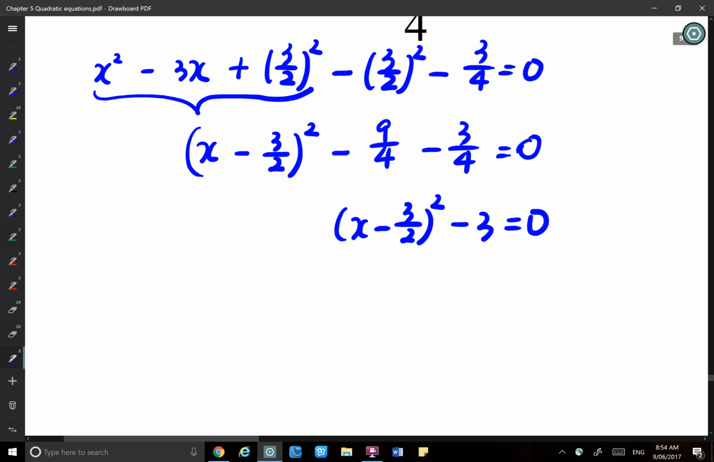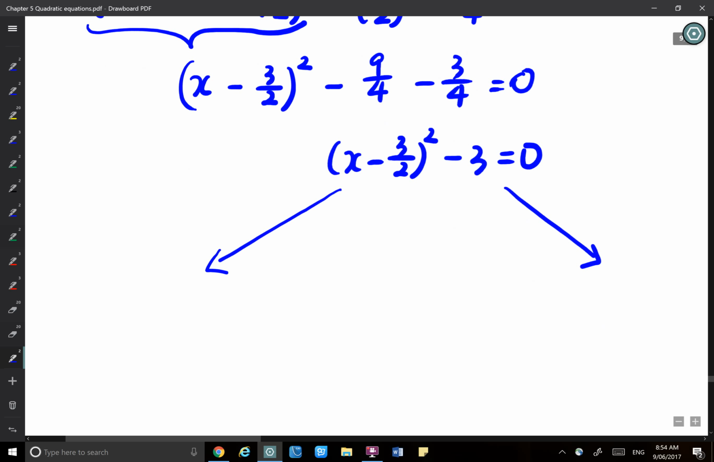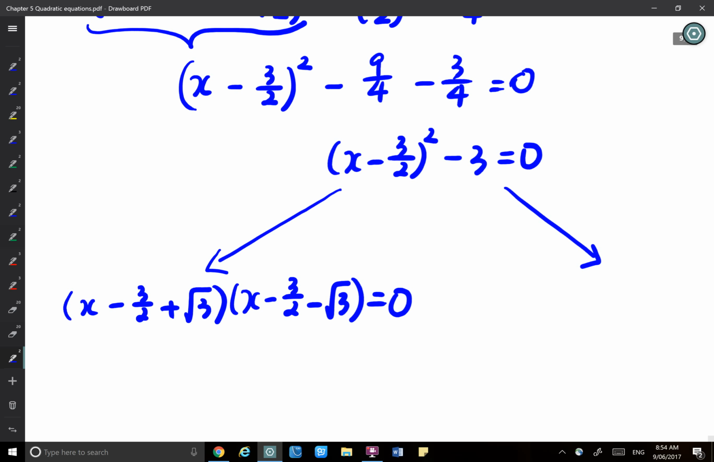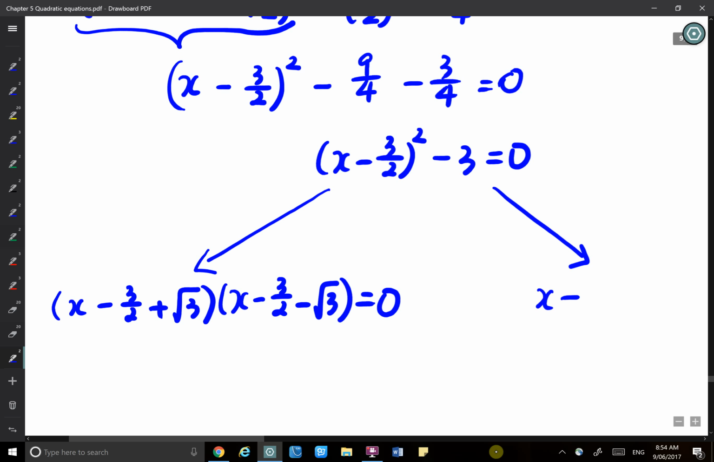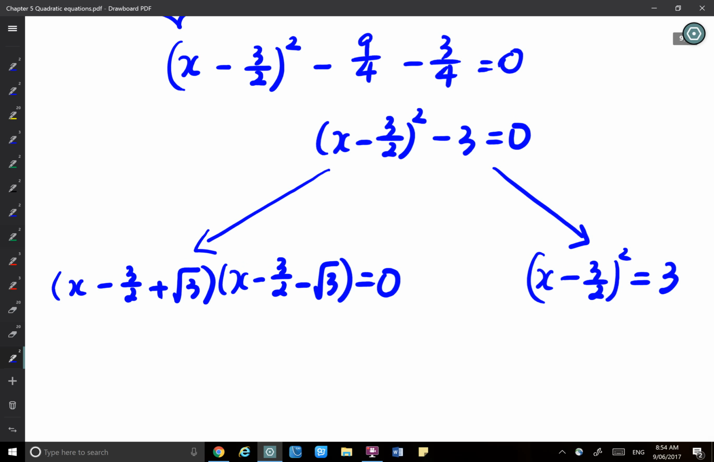Okay, we have that. And we can go two ways to do this. One is factorize. I can have x minus 3 over 2 plus root 3 and x minus 3 over 2 minus root 3 equals 0. That should be what you read yesterday. And the other one is, I can move the constant to the right hand side, and then leave the square on the left hand side.